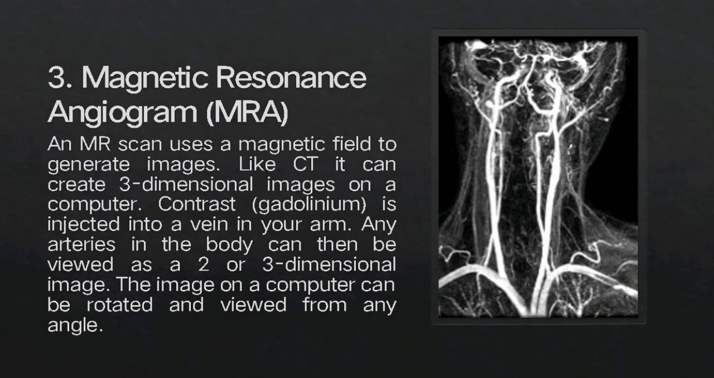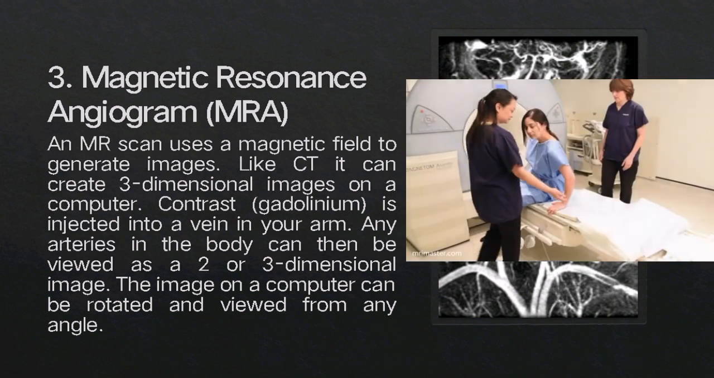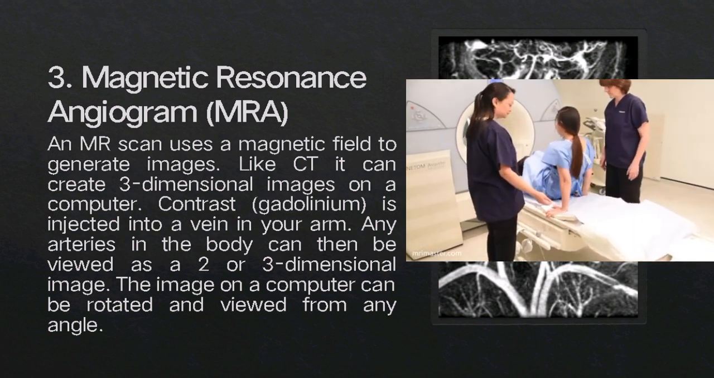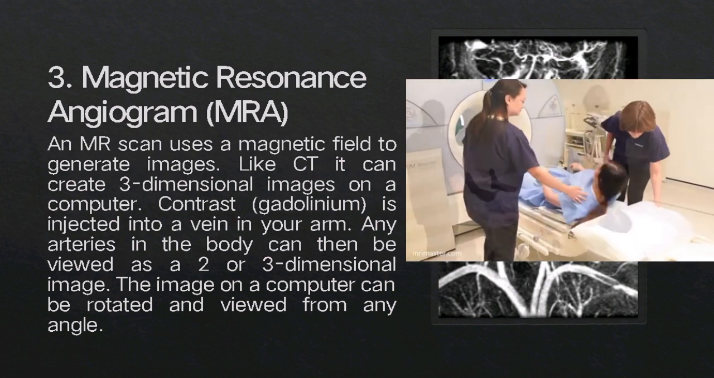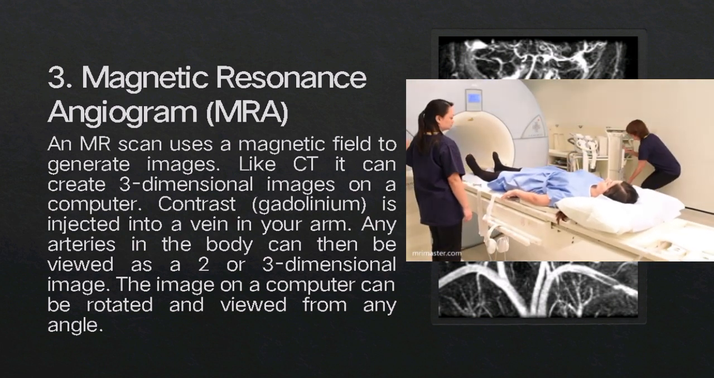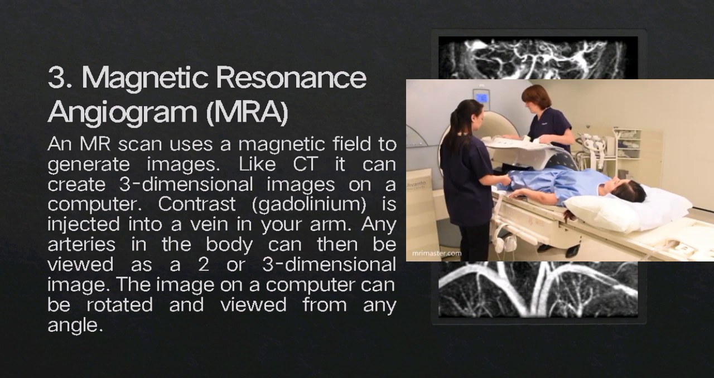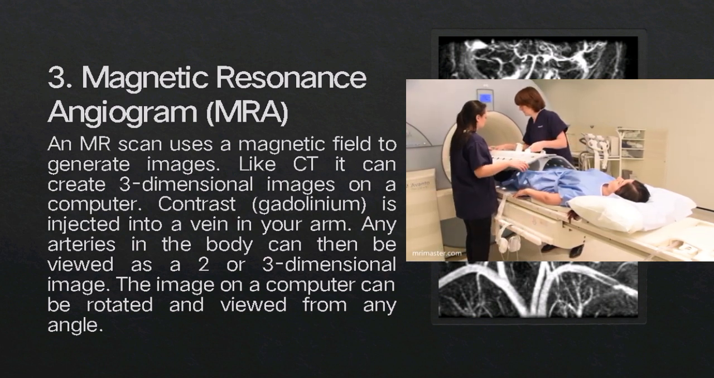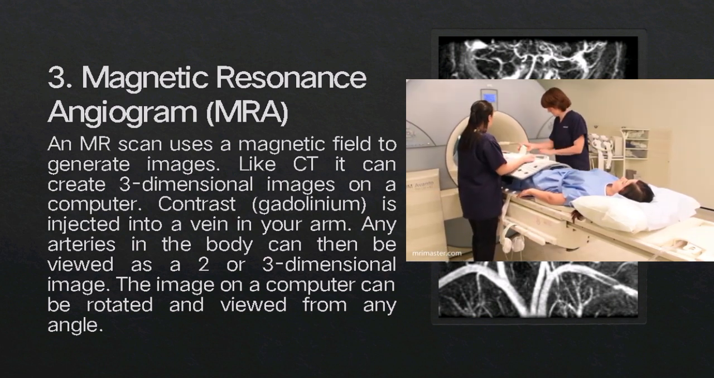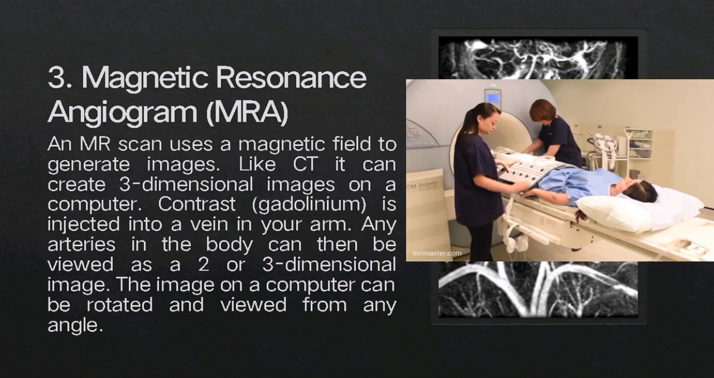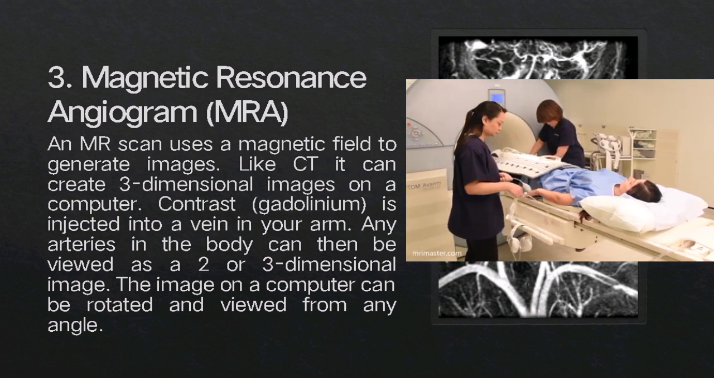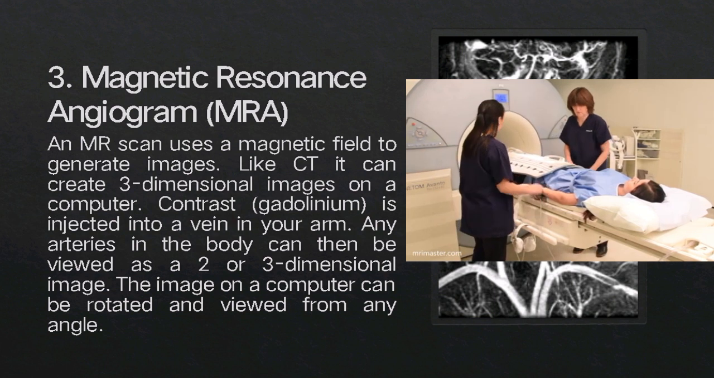Magnetic resonance angiogram or MRA. An MR scan uses a magnetic field to generate images. Like CT, it can create three-dimensional images on a computer. Contrast or gadolinium is injected into a vein in your arm. Any arteries in the body can then be viewed as a two- or three-dimensional image. The image on a computer can be rotated and viewed from any angle.